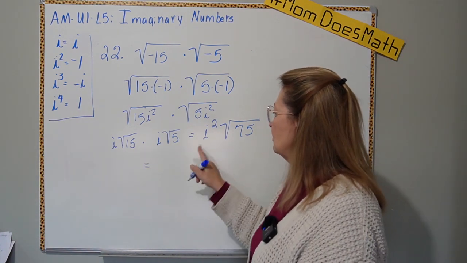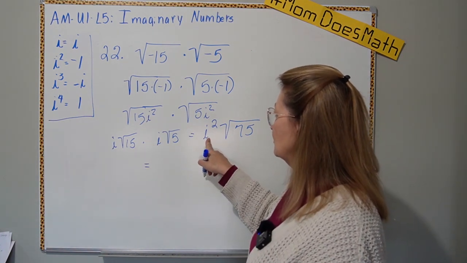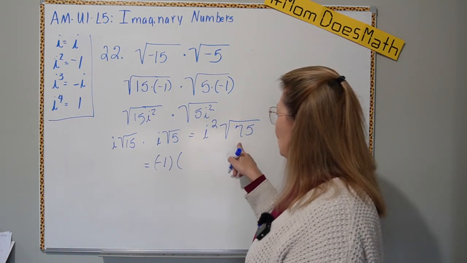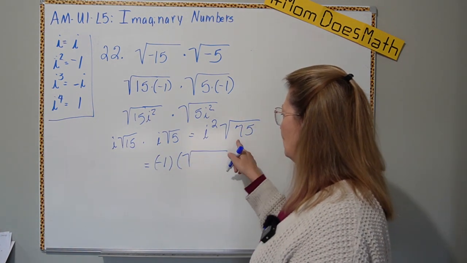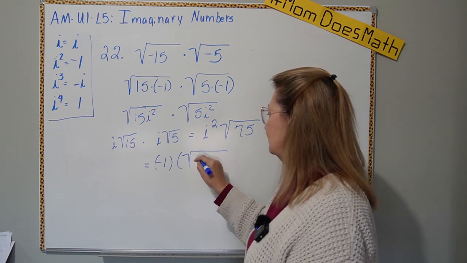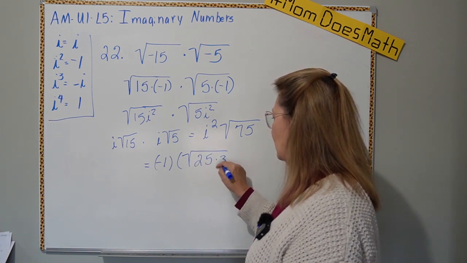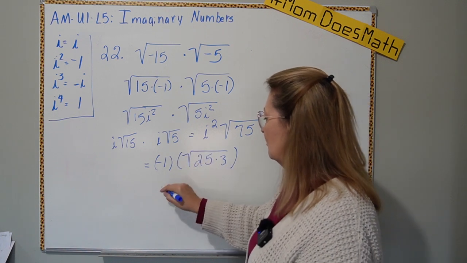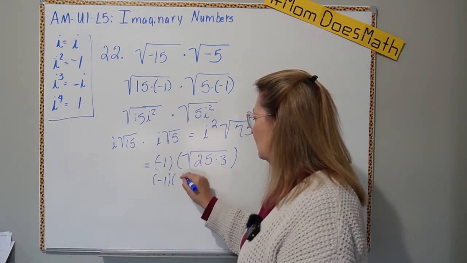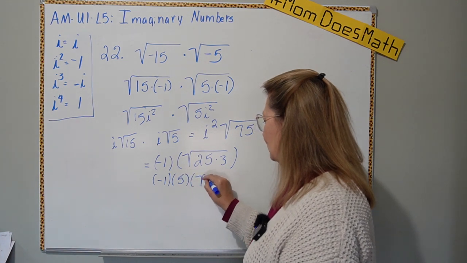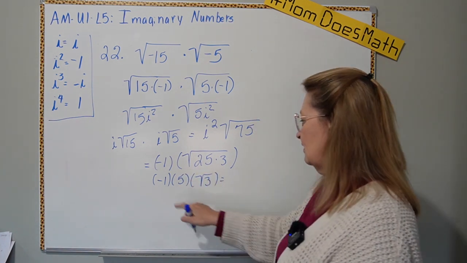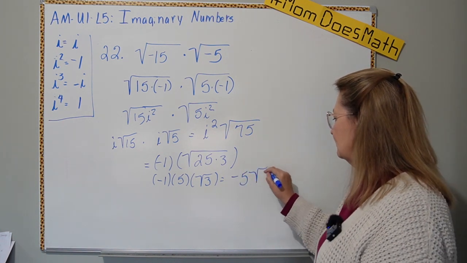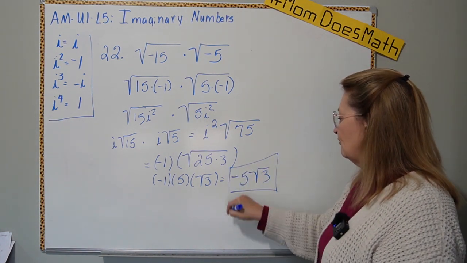Now let's clean this up a little bit. What is i squared? -1 again. Now when I look at 75, what's a perfect square that will go into 75? 25 times 3. So when I take the square root of 25 out, that's going to give me -1 times 5. The 3 is left under there, so clean it up. -1 times 5 is -5√3, final answer.